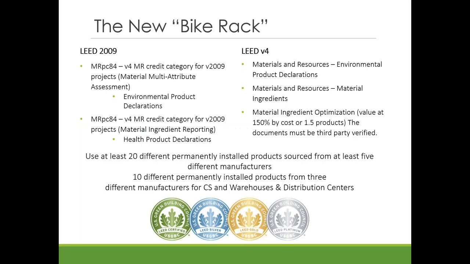Also wanted to point out that if you can select 40 permanently installed products from at least 5 manufacturers that have EPDs or material ingredient reports like manufacturer's inventories or Declare or HPD, then you can actually earn 2 points through exemplary performance. So big things going on.